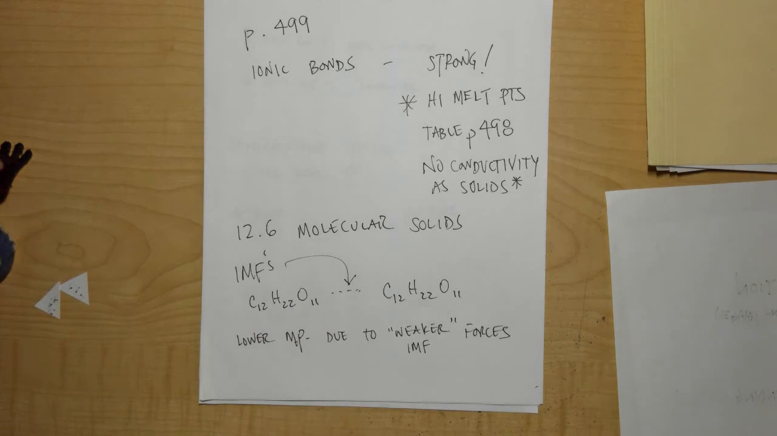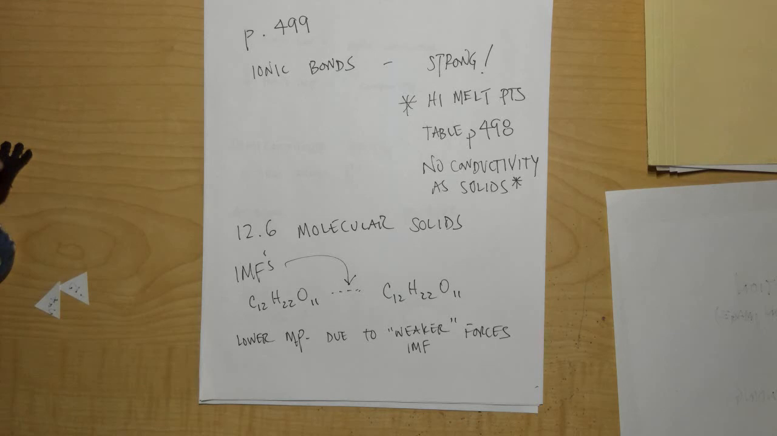C12H22O11. It's the stuff you put in your cookies, and it's in all kinds of candies. What's the name of C12H22O11 in slang terms? That's sugar, right? So that's sucrose. Sucroses are held together by intermolecular forces. They're not nearly as strong as those ionic bonded forces, and so they melt at a much lower temperature.